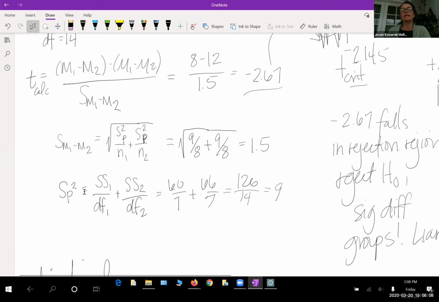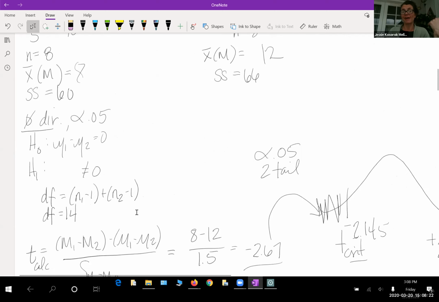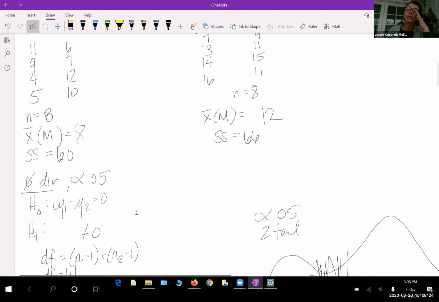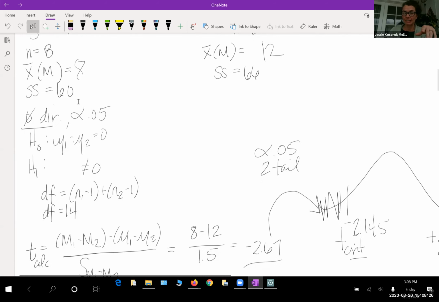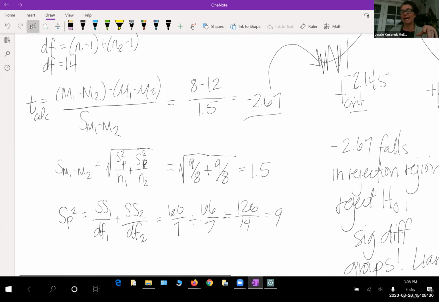variance is the sums of squares for your first group divided by the degrees of freedom for that group, plus the sums of squares for your second group divided by the degrees of freedom for that group. So that was provided for us. Yay. So what we do is we plug in the 60 divided by our degrees of freedom, which is 7, and 66 for the second group divided by 7. So that gives us a pooled variance of 9.